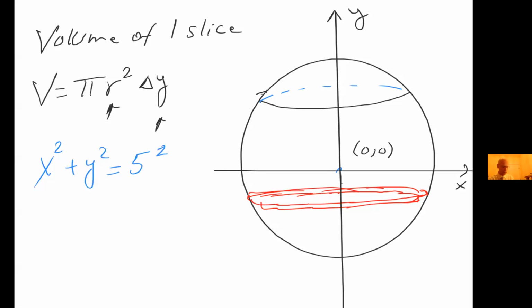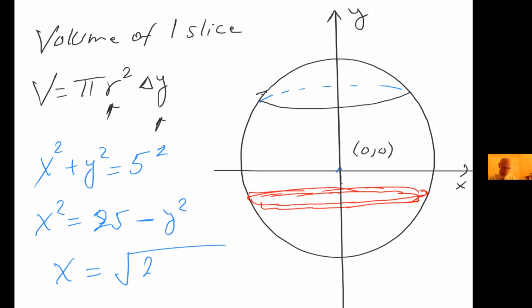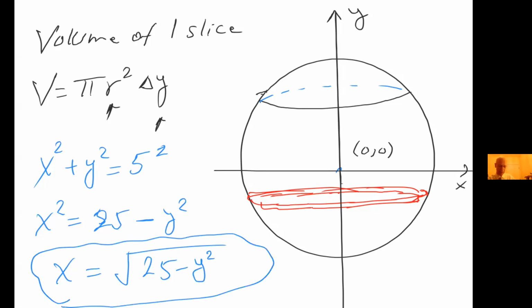And if I solve for x squared, I get x squared equals 5 squared, which is 25 minus y squared, and x equals the square root of. I'm not going to write plus and minus because in this case it's geometry. I only need the positive root, square root of 25 minus y squared. Okay. And so this is my radius, 25 minus y squared.